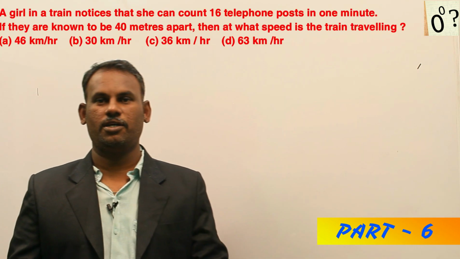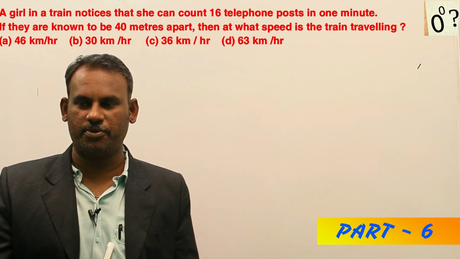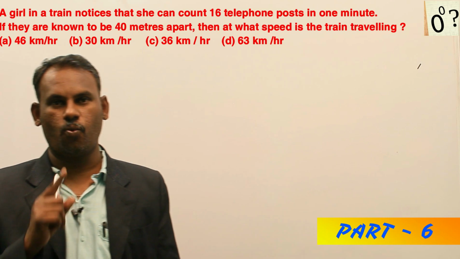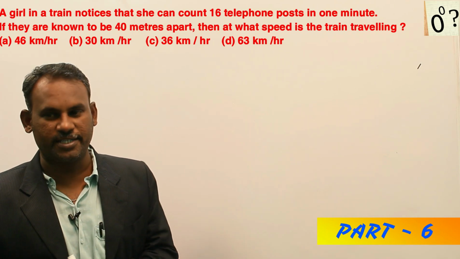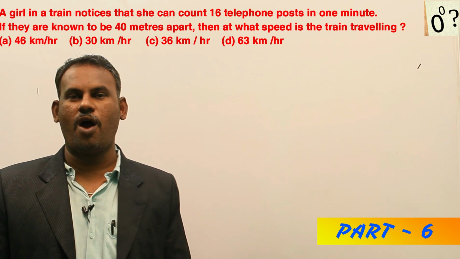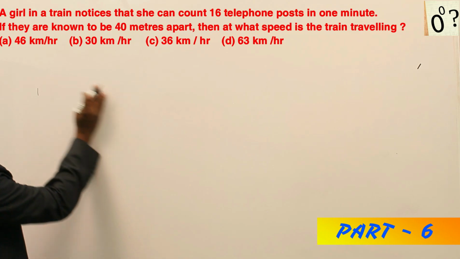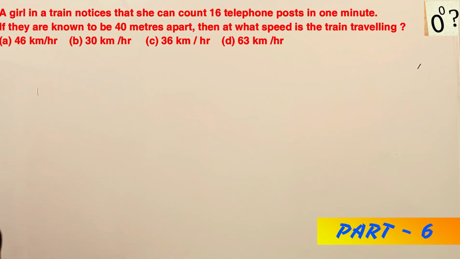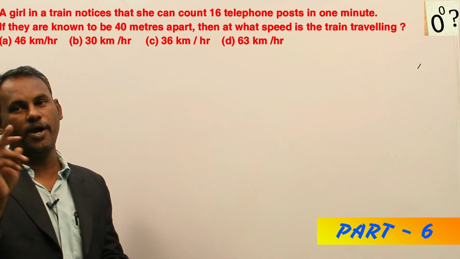Okay, the next question is: a girl in a train notices that she can count 16 telephone posts in 1 minute. If they are known to be 40 meters apart, then at what speed is the train traveling? The given data: there are 16 telephone posts, and a girl is looking at these posts from the train within 1 minute.